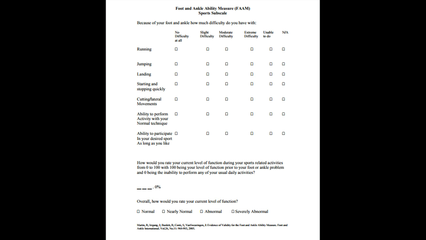As you go into the sport subscale, it asks 7 questions about running, jumping, landing. And then it also asks out of 0 to 100%, what do they think they are functioning at. At the very end, it says overall, how would you rate your current level of function? And the options are normal, nearly normal, abnormal, and severely abnormal.